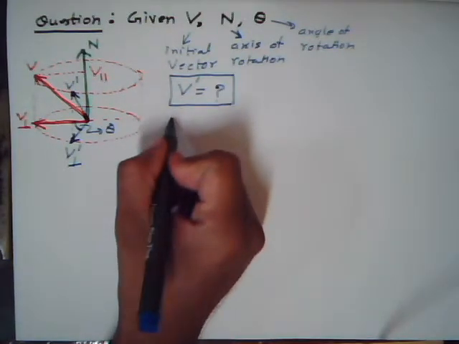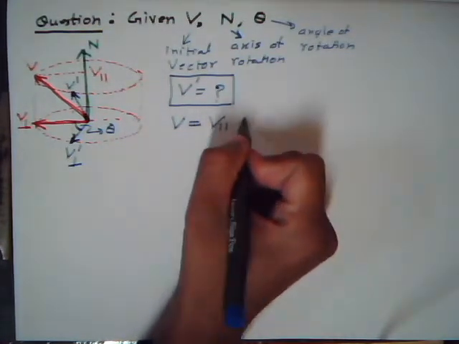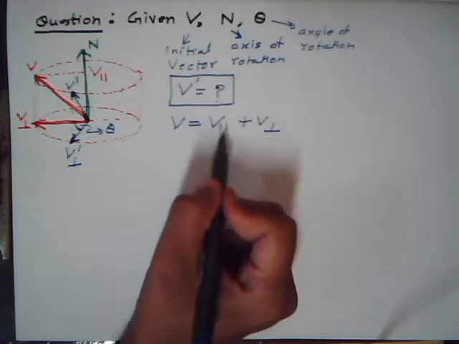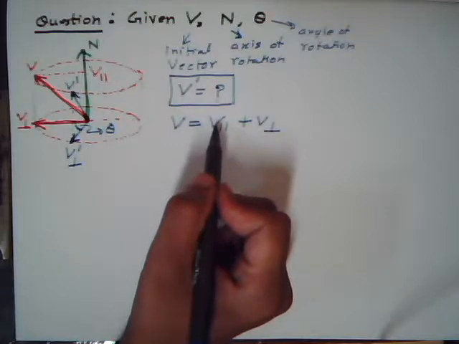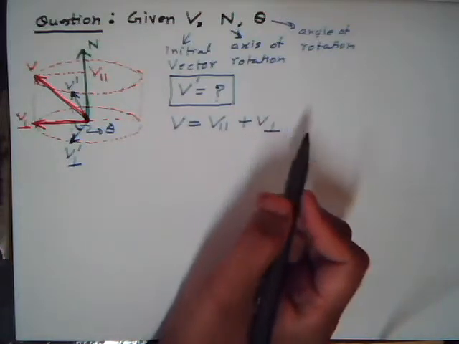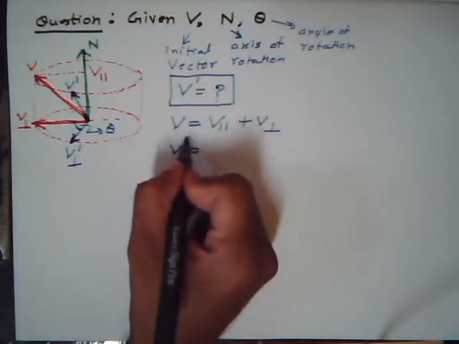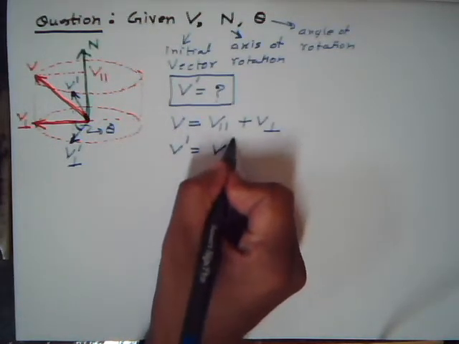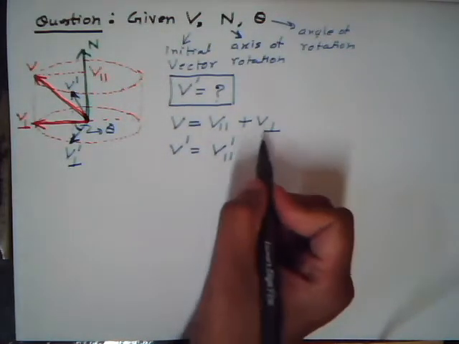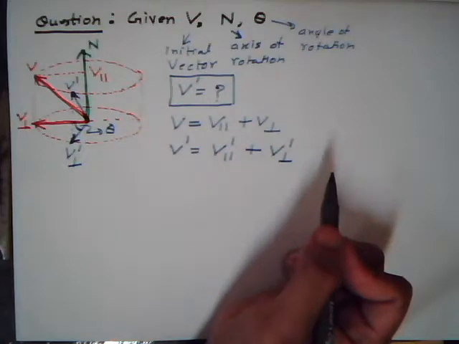Now note that V is equal to V parallel plus V perpendicular. The two components, one along or in the direction of N or the axis of rotation, another perpendicular to the axis of rotation. Similarly, V prime is also equal to V prime parallel, which is the component of V prime in the direction of N or axis of rotation, plus the component of V prime which is perpendicular to N.